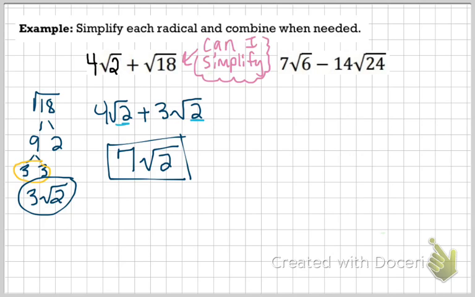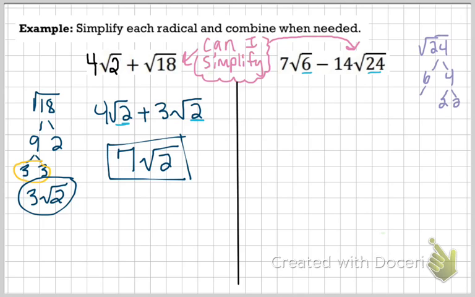Next problem here, 7 square root of 6 minus 14 square root of 24, same indices, different radicands. So this same question should be for that. Can we simplify the square root of 24? So I'm going to go ahead and on the side, square root of 24. Let's see. We can do 6 and 4, 2 and 2, 2 and 3. We must put them in pairs. Here's a pair, not a pair. So our simplified answer for square root of 24 would be 2 square root of 6, because we would need to multiply these two.